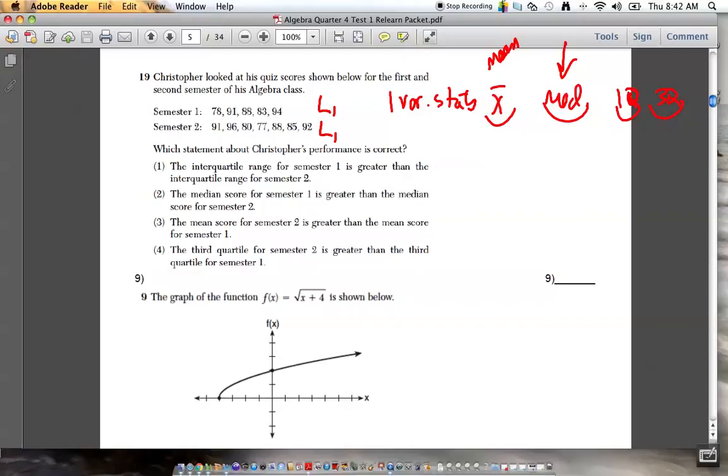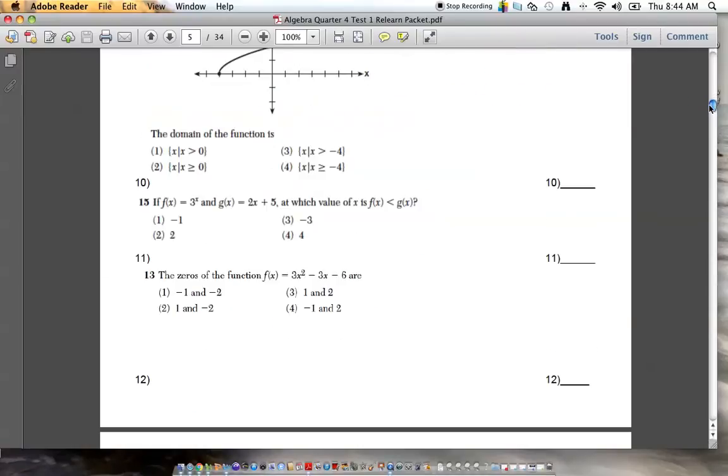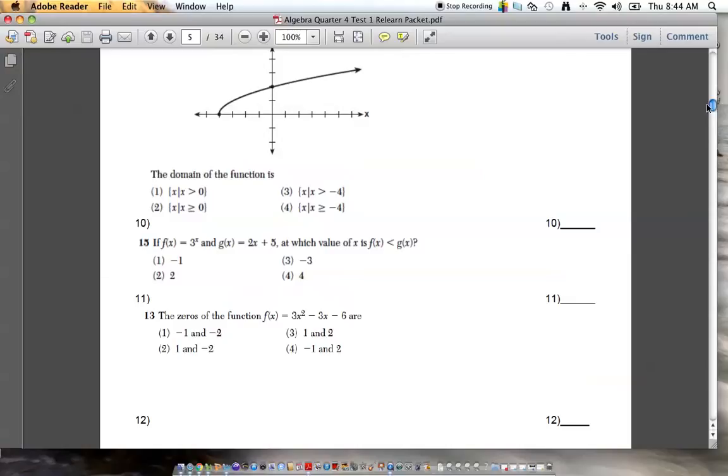Number 9, the graph of the function is shown below. It says domain. Domain is the set of all x values, the inputs. Notice this is a closed circle, so it does include this point, and everything going this way is included. So that's x is greater than or equal to negative 4. Choice 4.